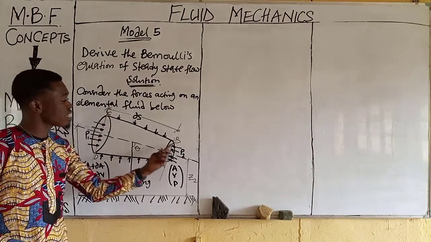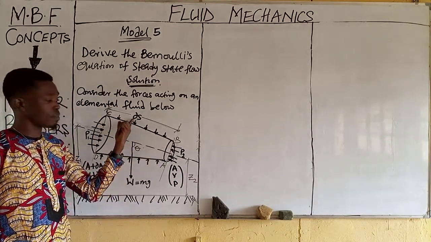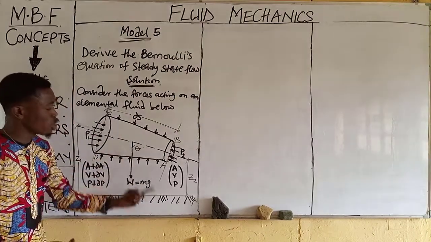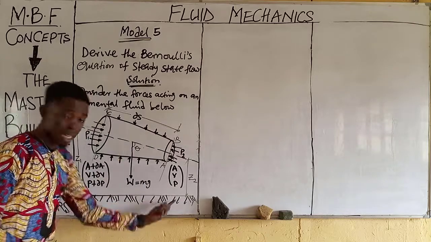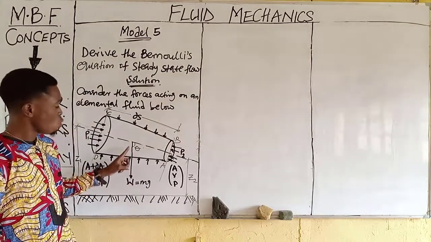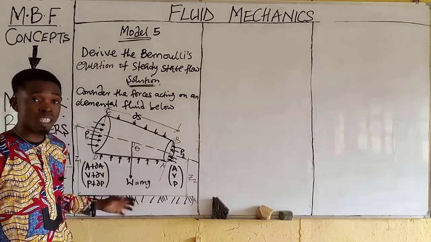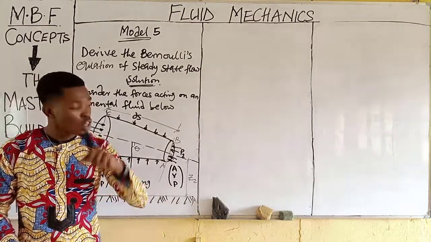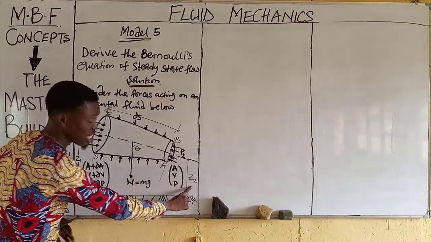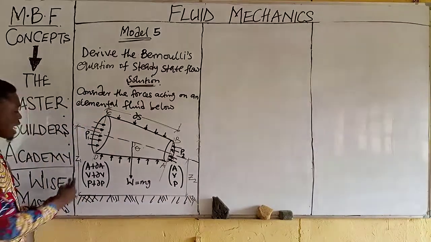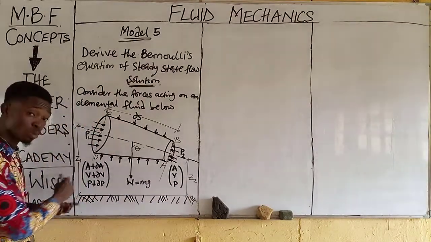Then the distance of this elemental section is change in x. While the weight of the object, because it is suspended above the ground level, this is the ground level, which is the datum. We have the weight of the object as W, which is mass times acceleration due to gravity. Then at the lower end, we have the depth as Z, which is the elevation. And from the other end, we have the elevation Z to be 1.